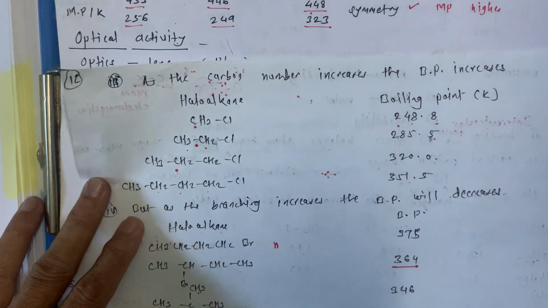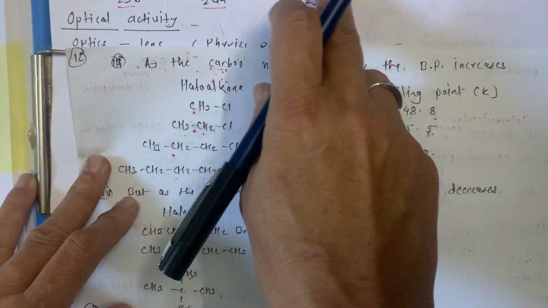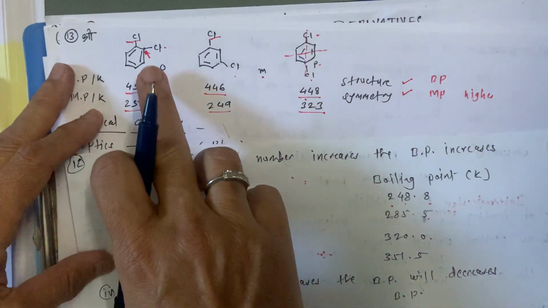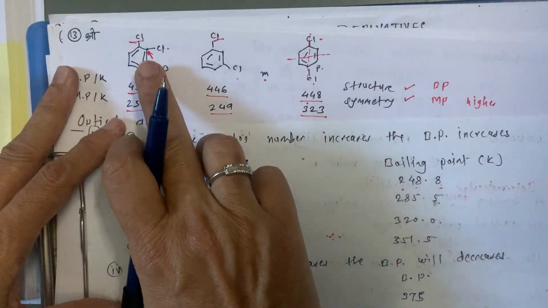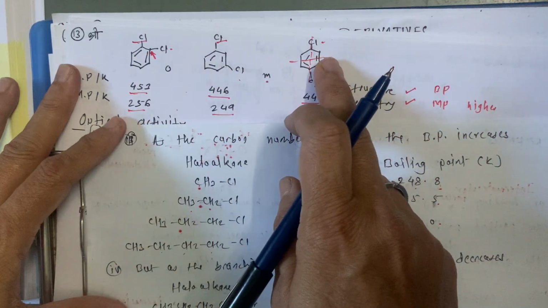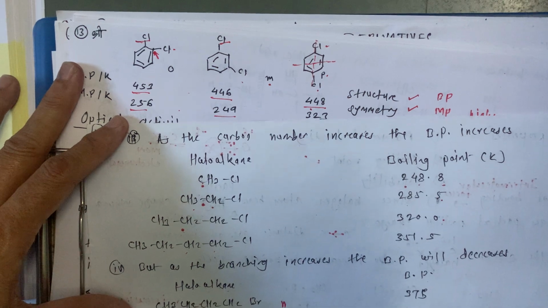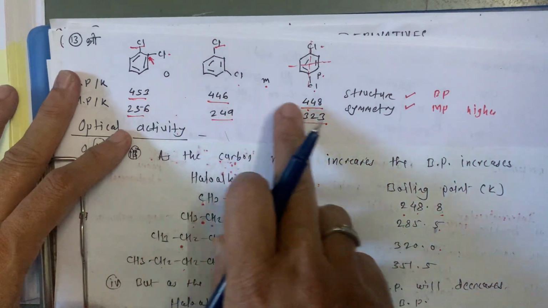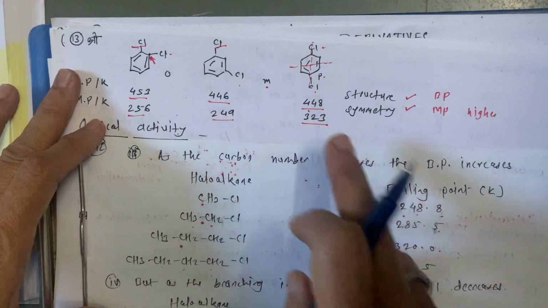These are the isomers of dihalobenzene. They have the same molecular formula but different structural formulas. These are isomeric dihalogen benzenes. So these are nearly having the same boiling point but different melting points. Boiling points are nearly the same but melting points are different.